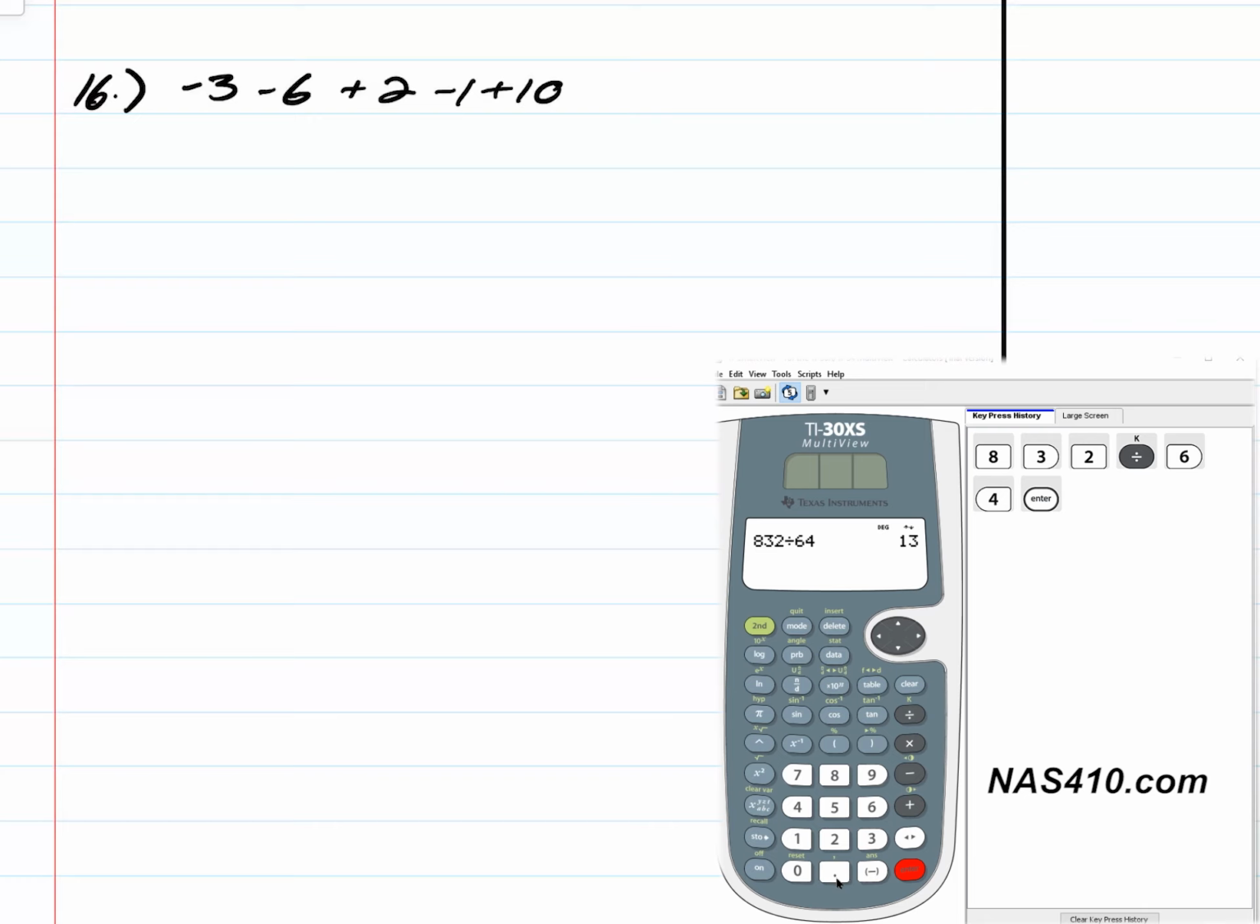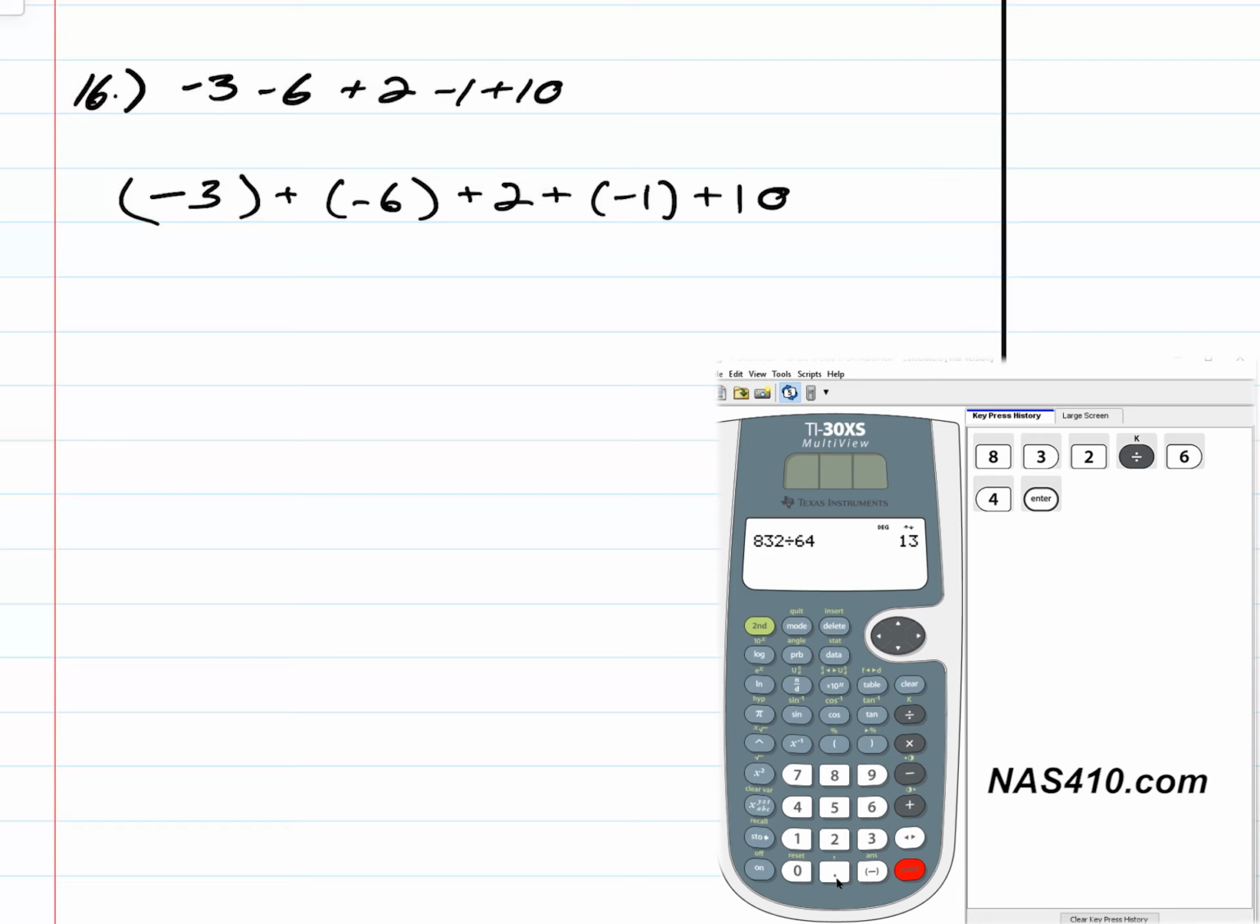Okay guys, for the next 5 problems, what I've asked you to do is redefine the subtraction in terms of addition and to redefine the division in terms of multiplication. And so let's take a look at this first problem. Okay, so I'm going to rewrite this as -3 plus -6 plus 2 plus -1 plus 10.